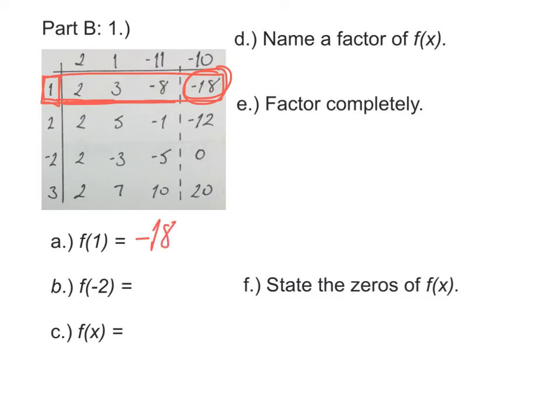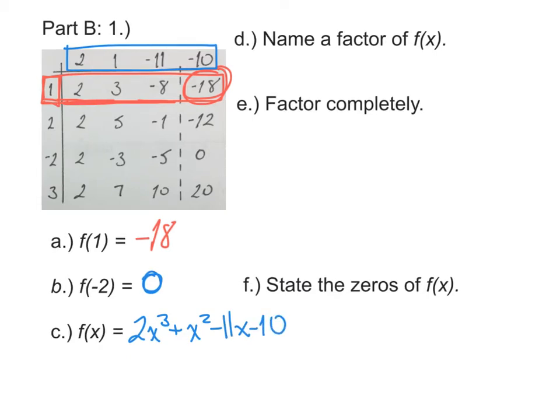So when we were looking at finding f of negative 2, we look to negative 2 and the remainder is 0. That means f of negative 2 is 0. To find out what the original function is, we go back to the very top line. This 2, 1, negative 11, and negative 10. Those are the coefficients of the original function. And that would be 2x cubed plus 1x squared minus 11x and minus 10.